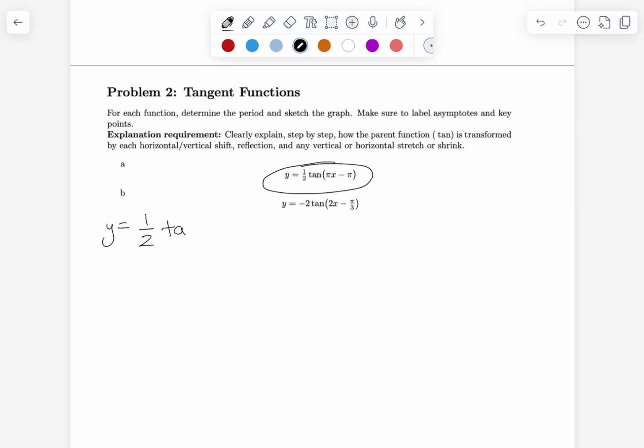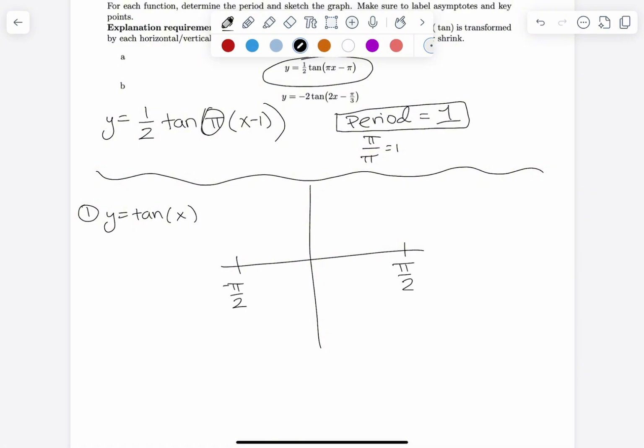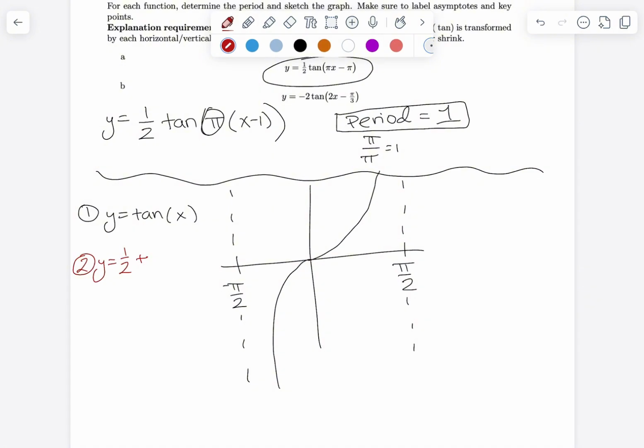So the next one, y equals 1/2 tangent, take out pi, so pi times x minus 1, which would make the period pi over pi, which is just 1. So we're going to start by graphing y equals tangent x as the original graph. And there are asymptotes at pi over 2 and negative pi over 2 in that original graph. So then the next step is we're going to graph y equals 1/2 tangent of x, which is going to be a vertical shrink 1/2.